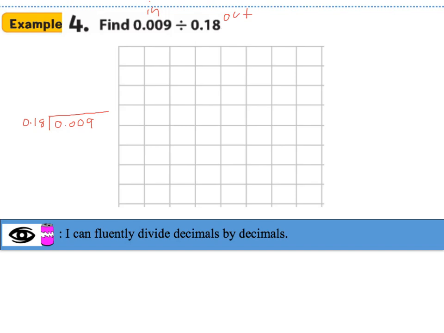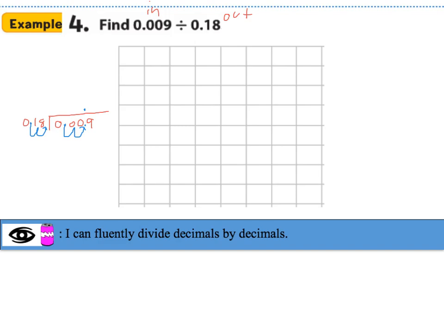So my key concepts told me to make sure that my divisor is a whole number. So I'm going to take this decimal right here and move it 2 spaces to the right. So now it becomes 18. So if I move it 2 spaces to the right on the outside, I'm going to do that same exact thing on the inside. Move it 2 spaces over to the right. So my decimal goes right in front of the 9. So I want to make sure I bring it right up. So I'm going to go ahead and divide.